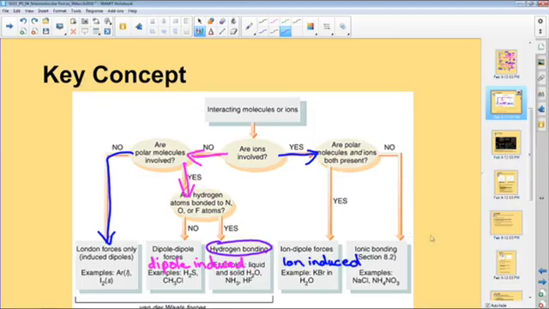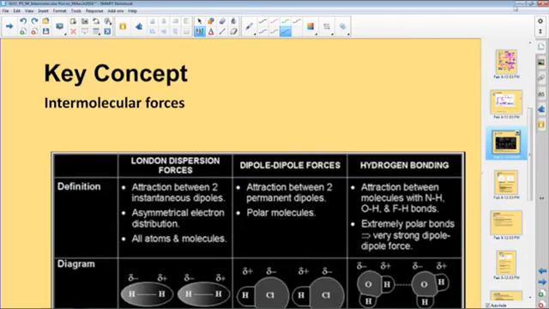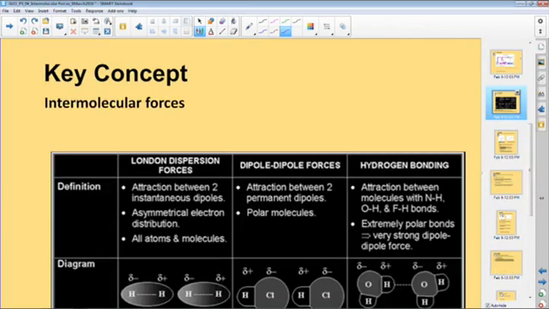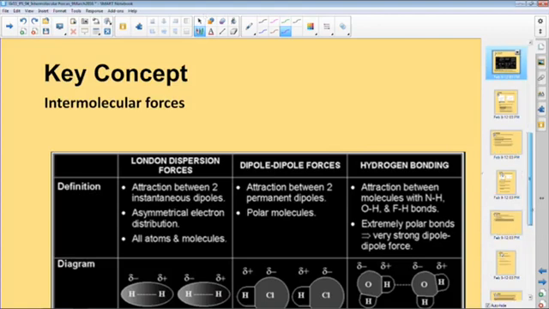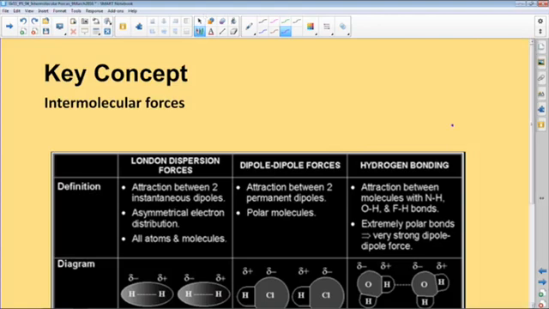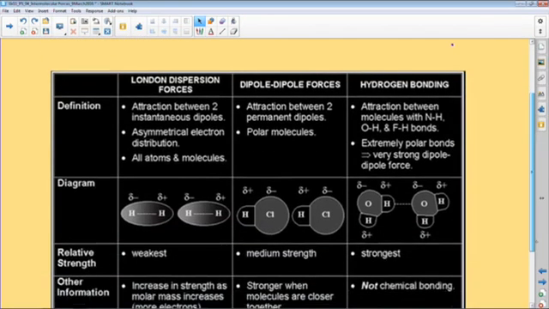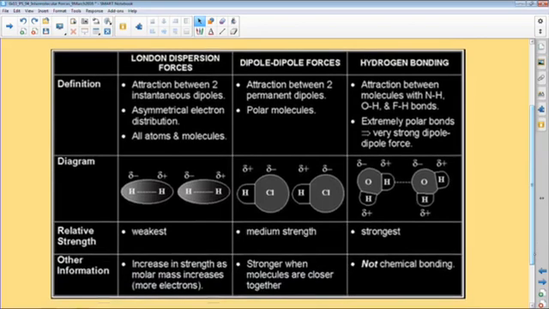Okay, so let's go back to what we were working on and move on. I want you to have a look at these. Again, just a summary for you: a definition of what London dispersion forces are, what dipole forces are, and what hydrogen bonding is. So let's talk about this hydrogen bonding. It says here it's an attraction between molecules with N-H, O-H, and F-H bonds. It is extremely polar. They're very strong dipole-dipole forces.